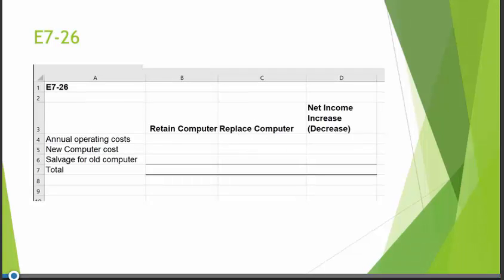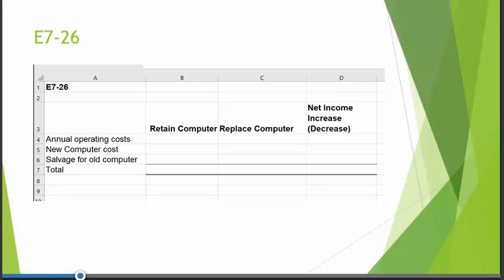Exercise 7-26 is prepare an incremental analysis for the decision to retain or replace equipment. Twilight Enterprises uses a computer to handle its sales invoices. Lately, business has been so good that it takes an extra 3 hours per night plus every third Saturday to keep up with the volume of sales invoices. Management is considering updating its computer with a faster model that would eliminate all of the overtime processing.